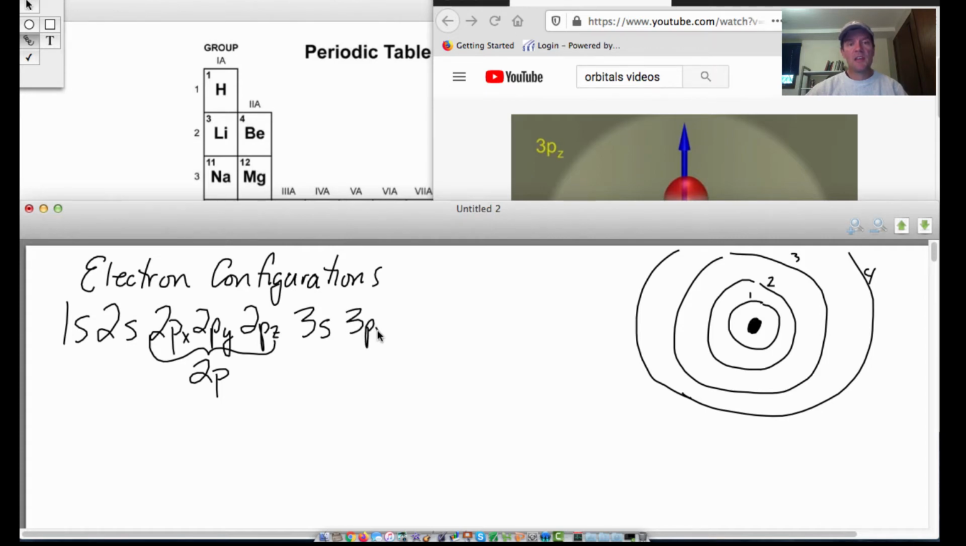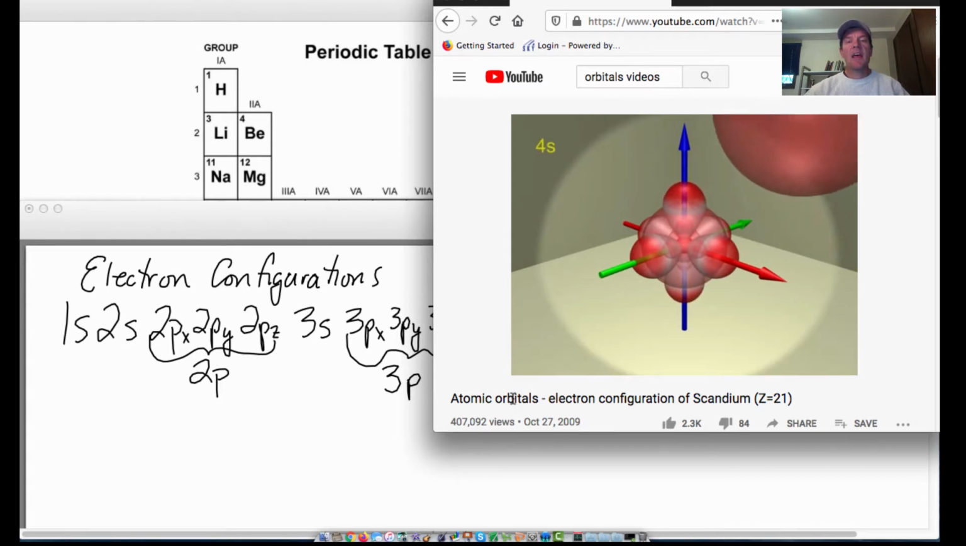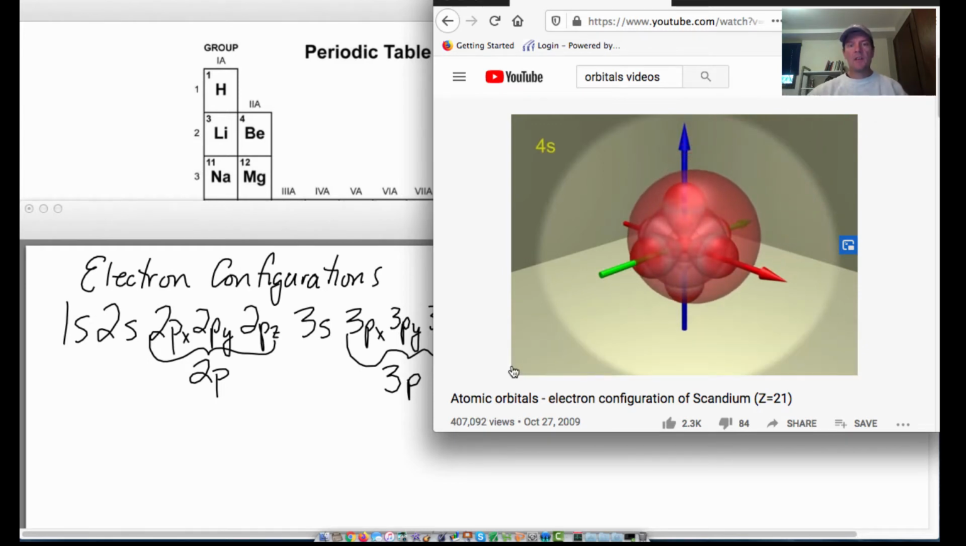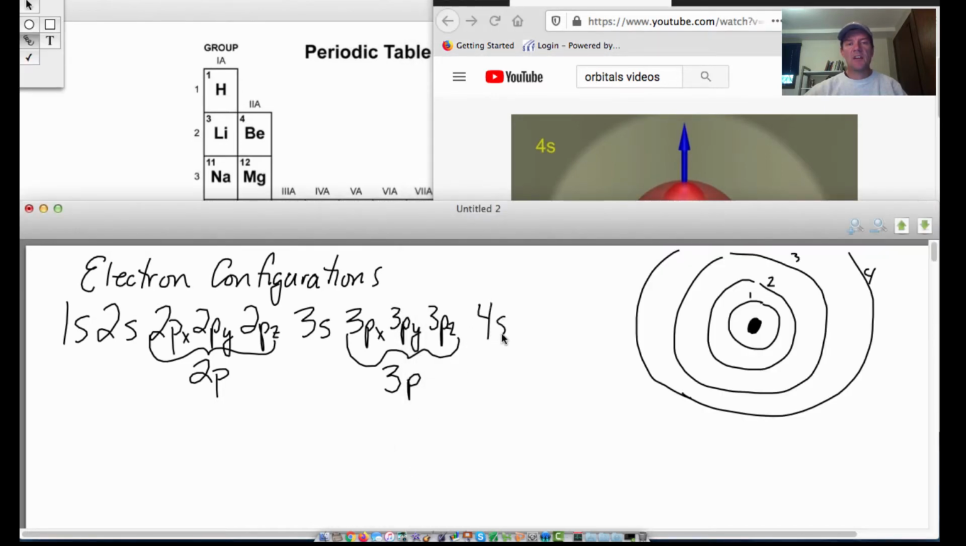Remember the 3px, 3py, 3pz, but we're not going to keep writing 3 different p orbitals. We're just going to write 3p, and that represents all 3 of them. Okay? When you get to the fourth energy level, the fourth energy level has, again, s, a big sphere. It's bigger now, right? Further from the nucleus. And that 4s can accommodate 2 electrons.